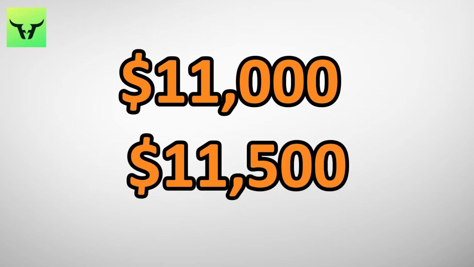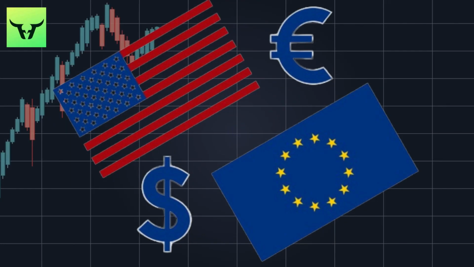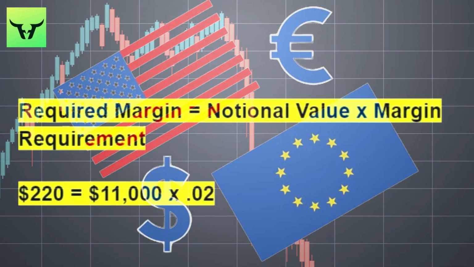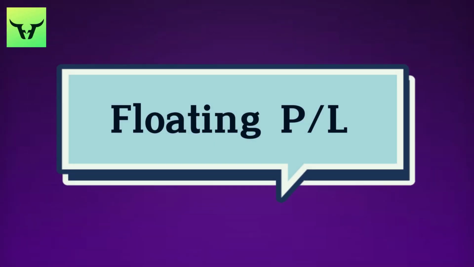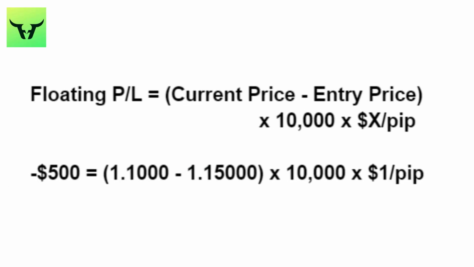Earlier, it was $11,500. With the EUR USD falling, it indicates a weaker EUR. Because your account is in US dollars, the position's notional value decreases. So, let's figure out the required margin. Now, observe that when the notional value declined, so did the required margin. Given the 2% margin requirement, the required margin is $220. Floating PL: EUR USD fell from 1.15000 to 1.10000, a 500 pips difference. If you're trading one mini lot, each 1 pip fluctuation represents $1. So you're looking at a $500 floating loss.